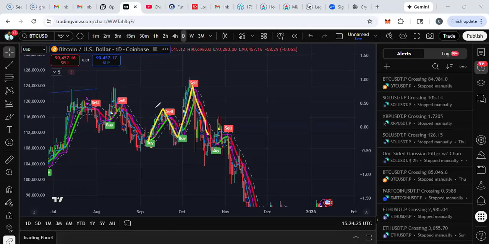M pattern means a double top, triple-sided bottom. This right here is also an M pattern. M pattern gives you what? Double tops, double bottoms, triple bottoms.